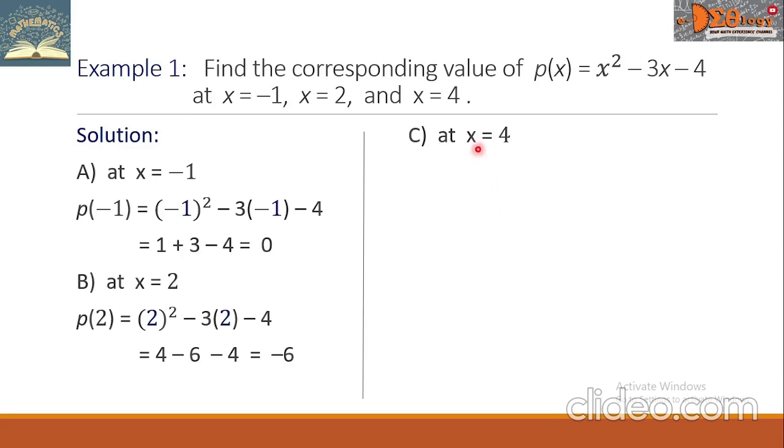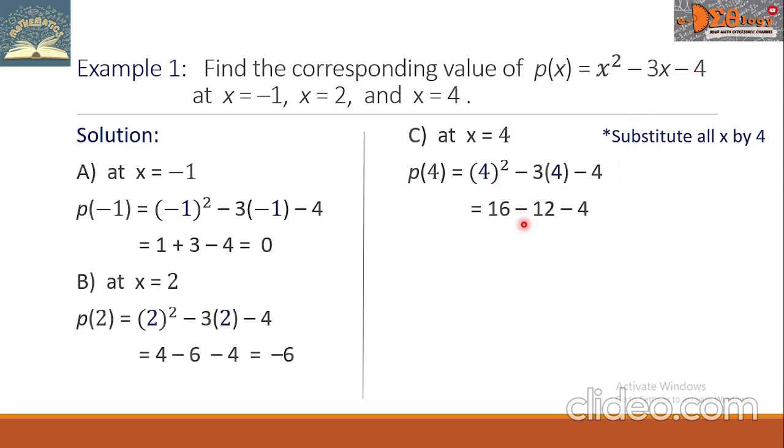Then we go to at x equals 4. In symbol, we write p of 4. We're going to substitute all x by 4. So the x squared becomes 4 squared minus 3x becomes 3 times 4, then the minus 4. 4 squared is 16 minus 3 times 4 is 12 minus 4. When we simplify, the answer is 0.